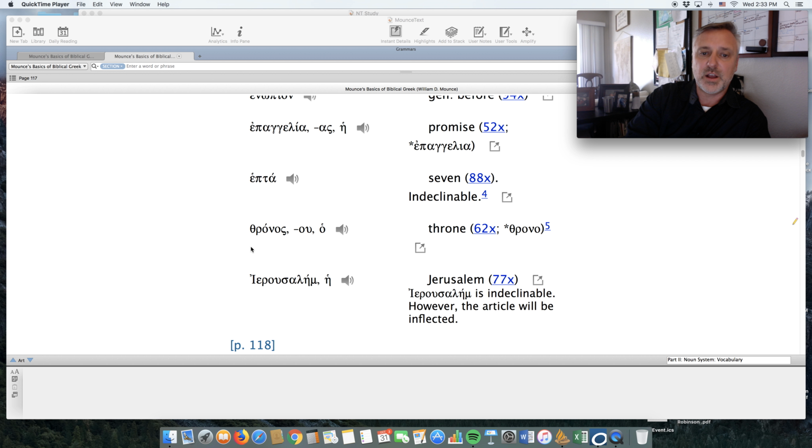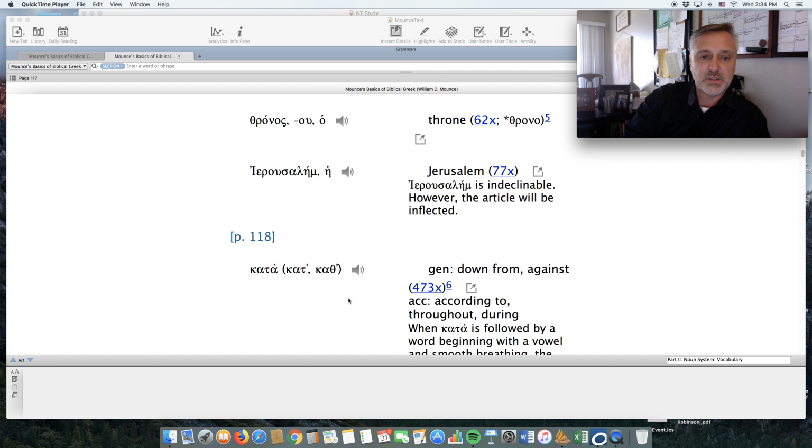Thronos. Ho thronos means throne. Very difficult to memorize, thronos. Okay. Jerusalem. Jerusalem doesn't change its form, but the article in front of it will change to show you whether it is in the genitive or the dative or the accusative, but it is he Jerusalem, and it is a feminine noun. The city of peace.